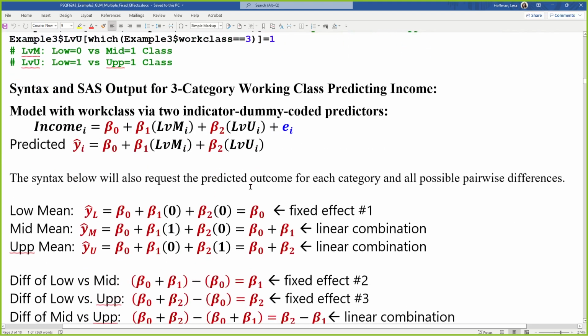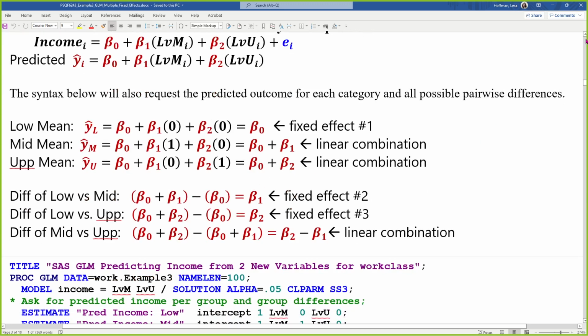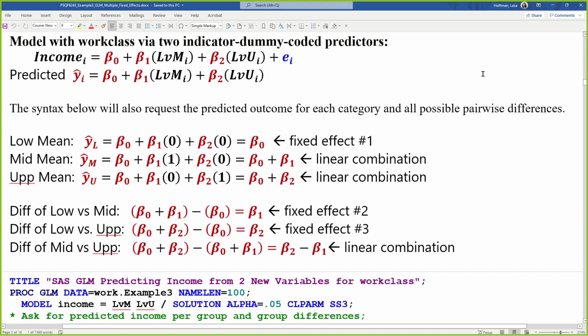All right. So then the logic of how the model is going to tell us what the predicted outcome is for each different category of the predictor, as well as what the differences are between the categories. The model will tell us all of those things at the same time, if we know how to ask. So here's my model.